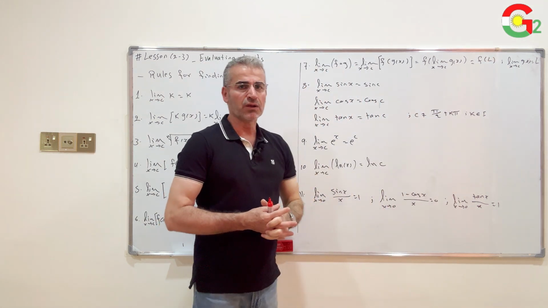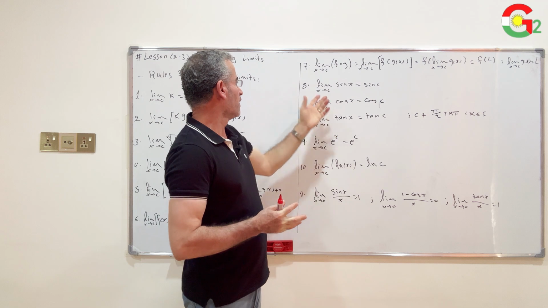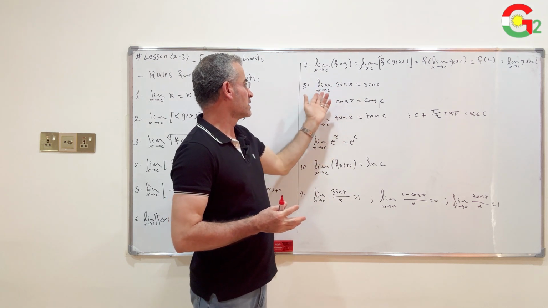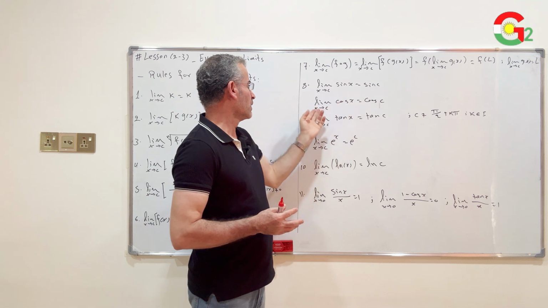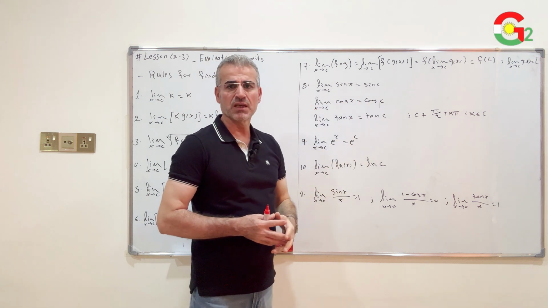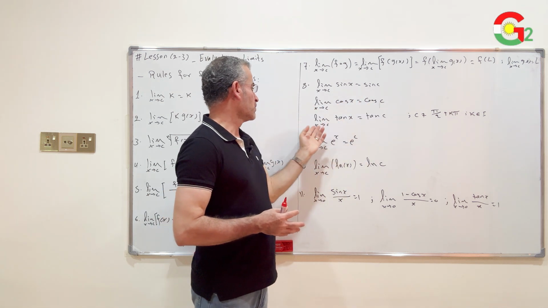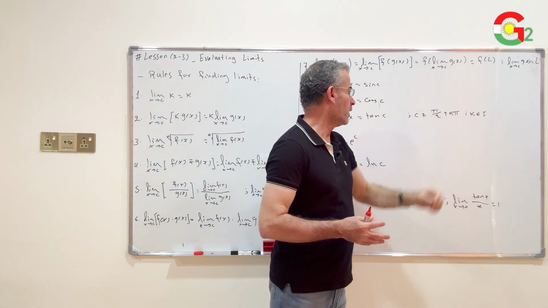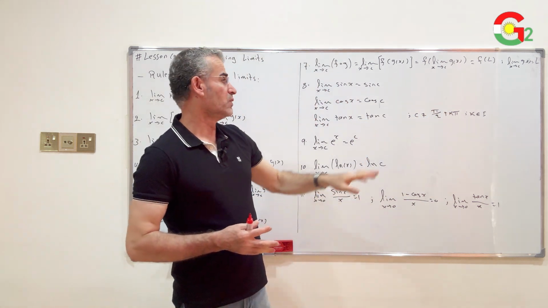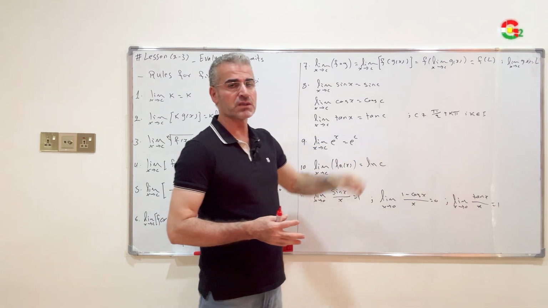Number eight, trigonometric functions. Limit sine x when x approaches c is sine c, limit cosine x when x approaches c is cosine c, limit tan x when x approaches c is tan c. Here c is not equal to pi over 2 plus k pi because that makes the cosine 0, so the denominator 0.